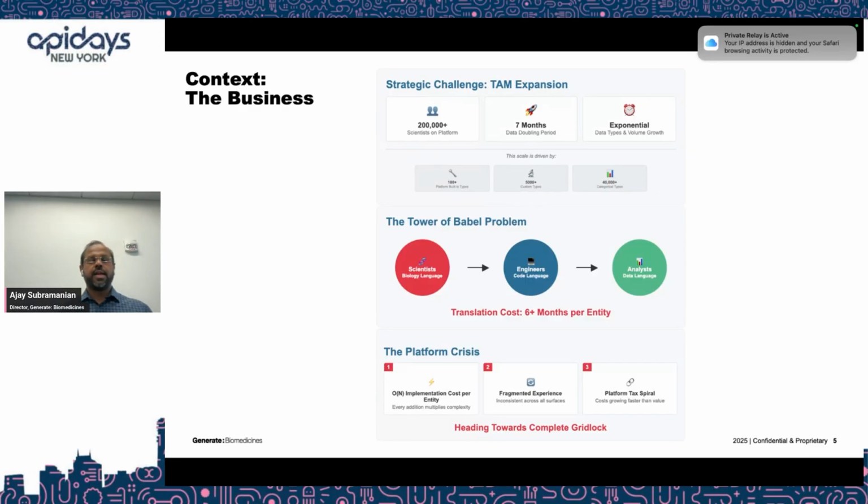Next up, bioinformatics in general has a Tower of Babel problem. What does that mean? We have scientists on one hand who speak the language of biology and pharmacology. Engineers have to understand and map that experimental design and scientific domain language into the language of code and data in order to digitize the science. And finally, we have analysts who are the business stakeholders who need to make strategic decisions based on how their programs are doing and their experimental programs, when there are key decisions to be made. They speak the language of BI.